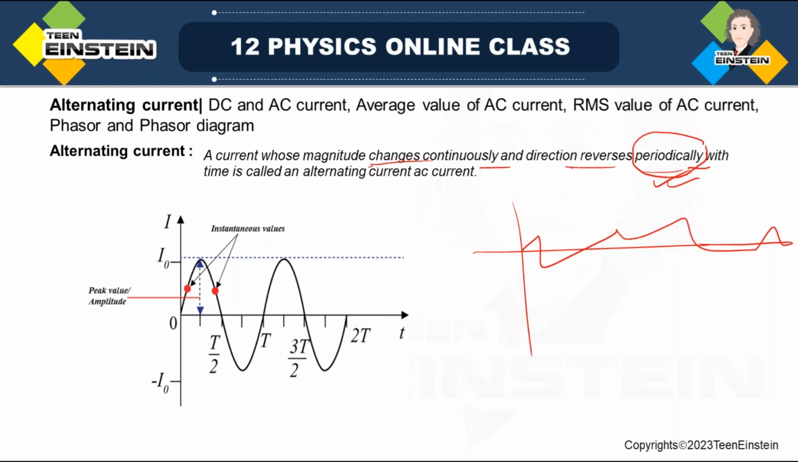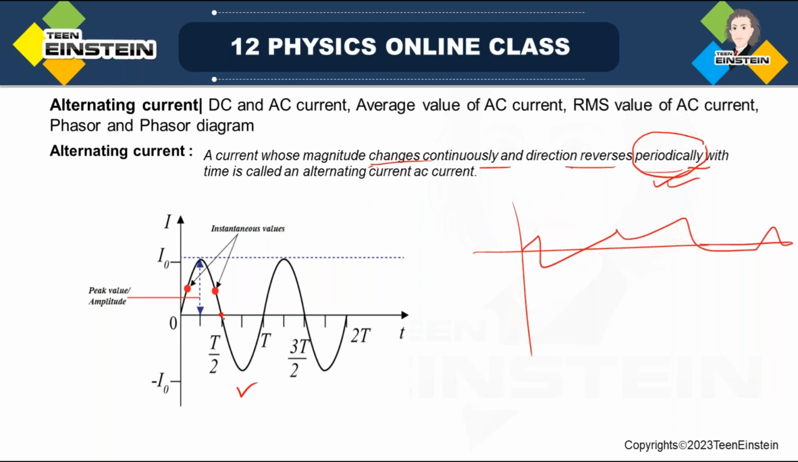Okay, I'll repeat this point: alternating current means that current whose magnitude changes continuously and whose direction reverses periodically with time. If I take this example, this is one sinusoidal, sorry, one alternating current. You look here, its magnitude is changing with time.